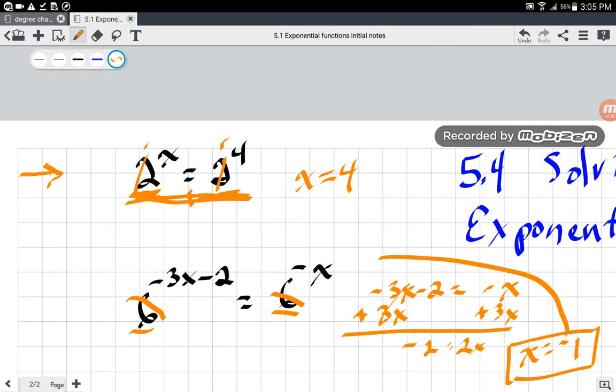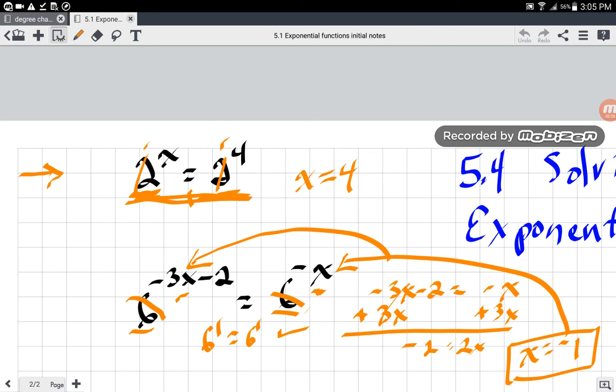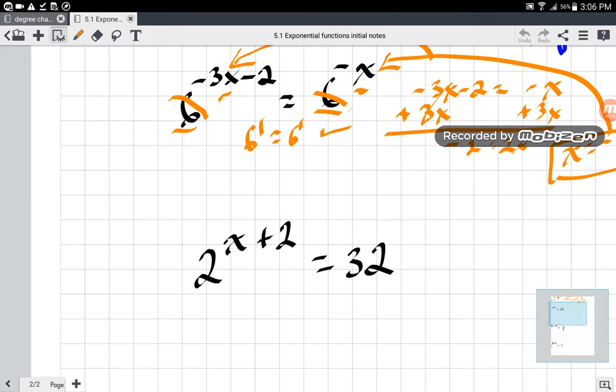And you can take that negative 1 and plug it back into the original exponential equation in place of the x and check to see that, yes, they are still equal to each other. So this becomes negative 3 times negative 1, which is 3 minus 2 is 1. And when I put negative 1 in here, I get negative 1, which is 1. So I do have 6 to the first equals 6 to the first. So that does check. But what happens more often is we're given exponential equations where we don't have the same base.